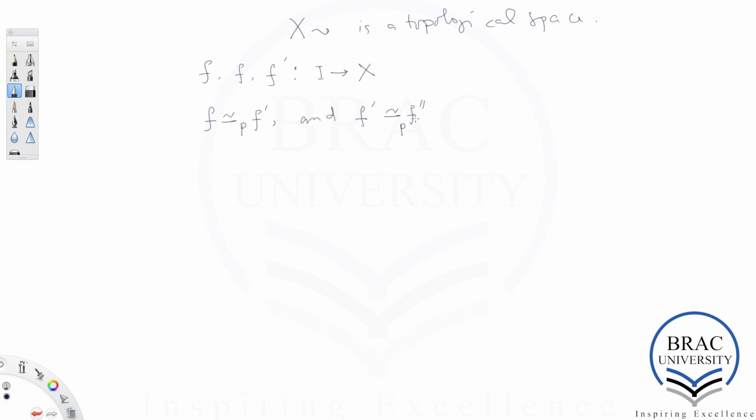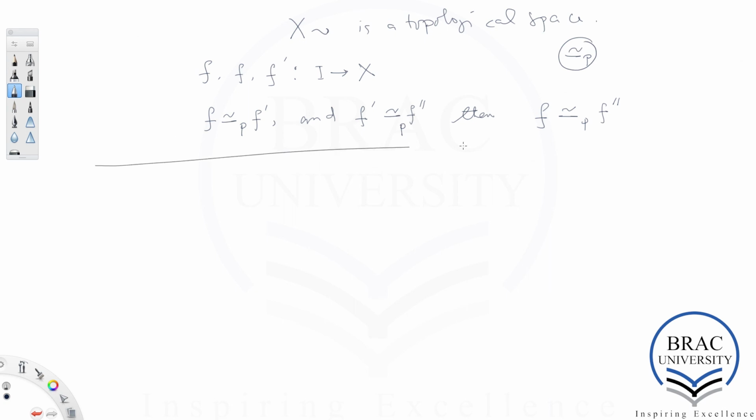then F is path homotopic to F double prime. So this is the transitivity property that needs to be satisfied if I need to prove that sim sub p, or the path homotopy, is an equivalence relation. Okay, so let us quickly check how we can do that.